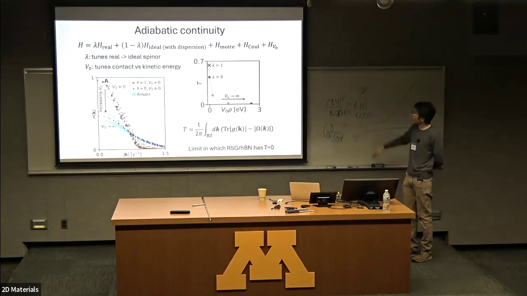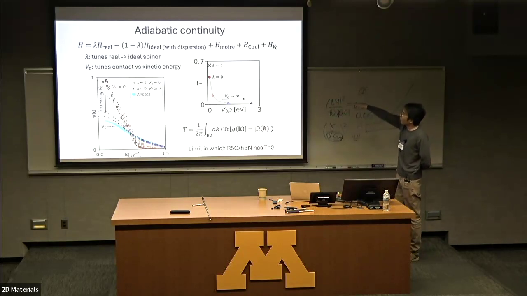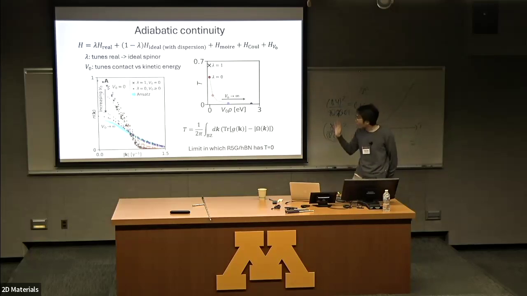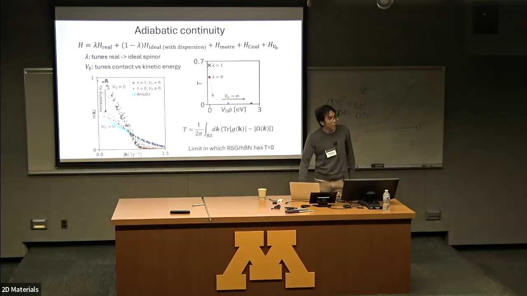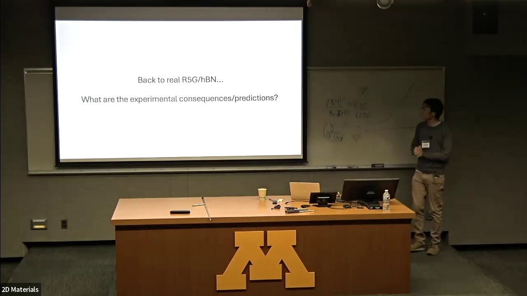We can also look at this trace condition, which is the difference between the trace of the quantum metric and the Berry curvature. As you go in this limit and turn V naught up, this Hartree-Fock band, so this is all just Hartree-Fock, basically becomes ideal. So this is a limit where this rhombohedral graphene has this trace going to 0. Okay, that's it for the ideal limit.